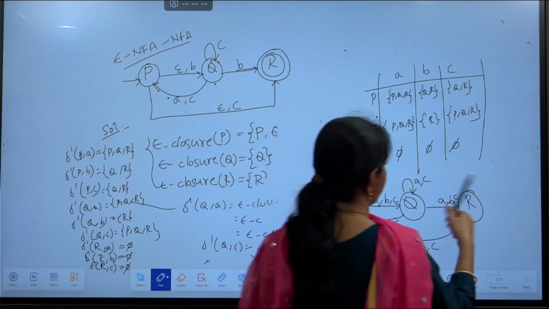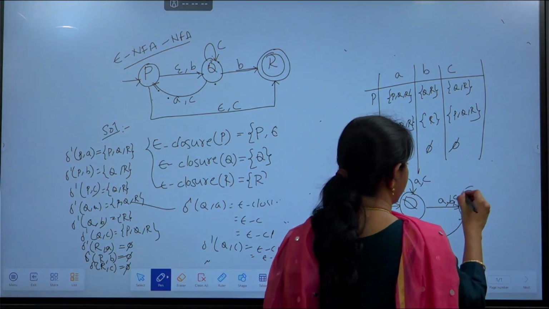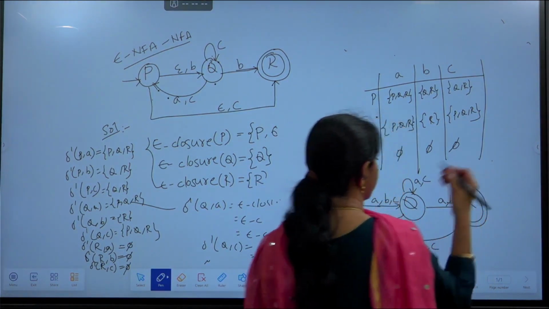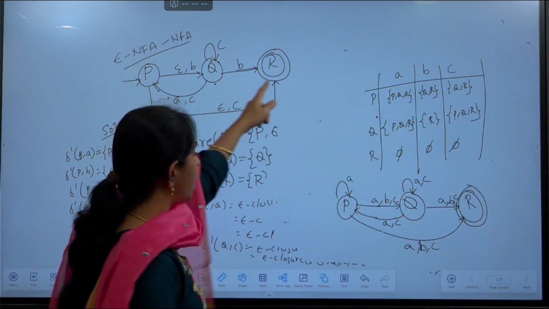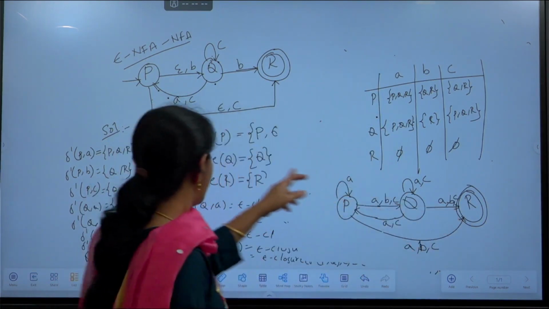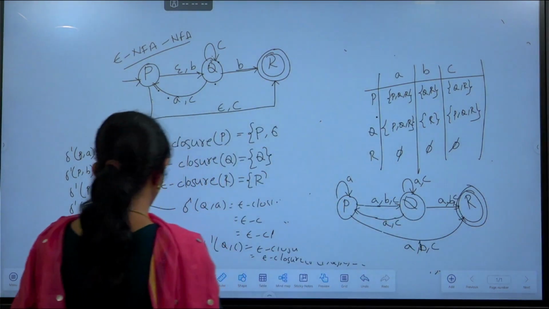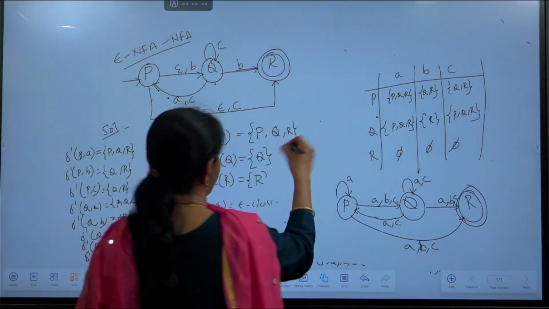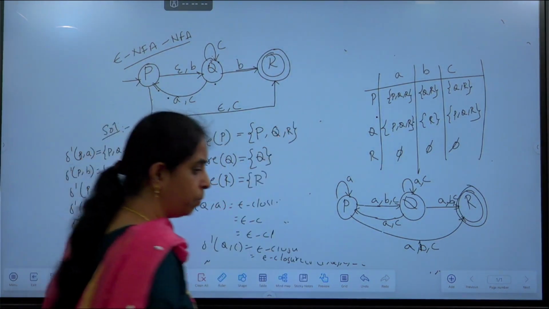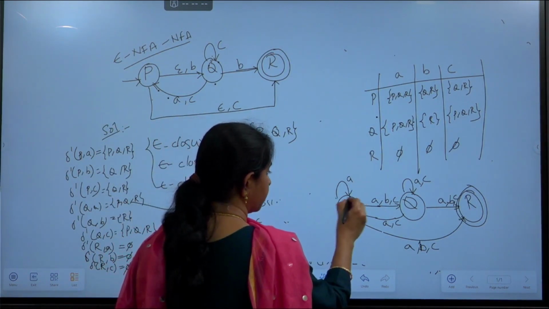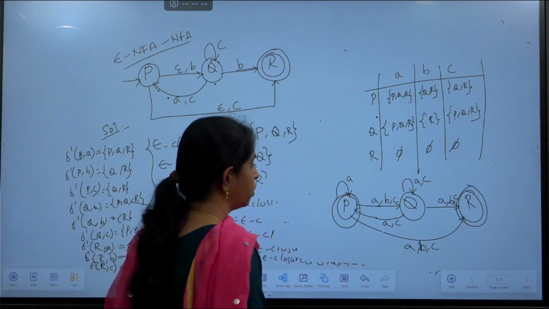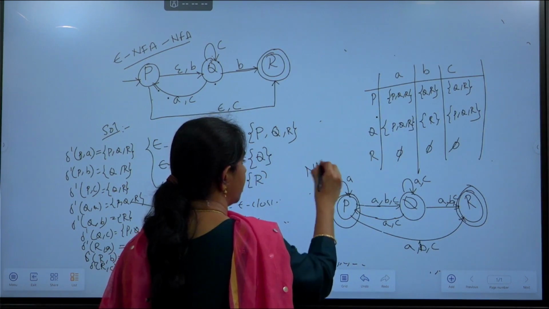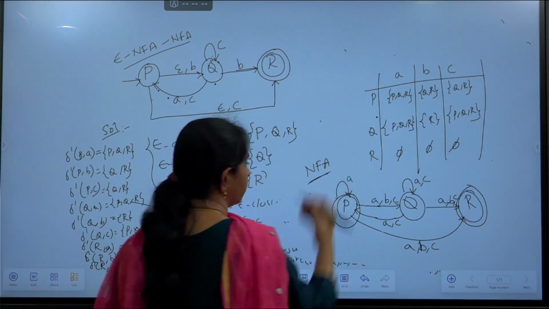Next R, we don't have anything, we have all phi. Again as given in the question, R is the final state. R is reached in the epsilon closure of P comma Q comma R. So now make P as the final state. So this is the resultant NFA.